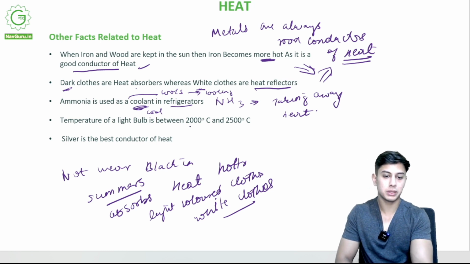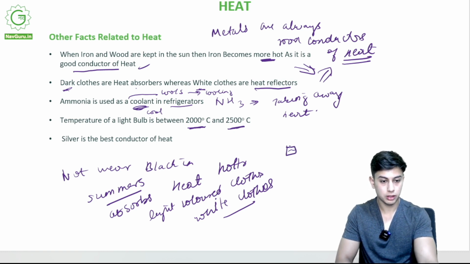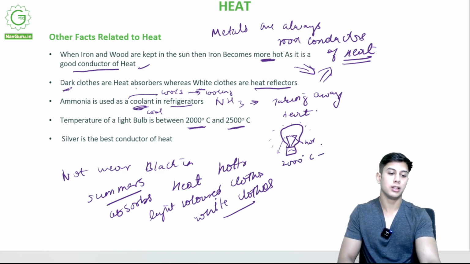Temperature of a light bulb is between 2000 degrees Celsius and 2500 degrees Celsius. You've seen a light bulb. Like this, there is tungsten in between. This is the glass, right? This is glowing. This is very hot. This light bulb's temperature will be between 2000 degrees Celsius and 2500 degrees Celsius.